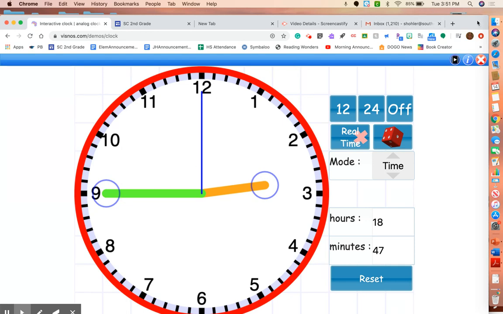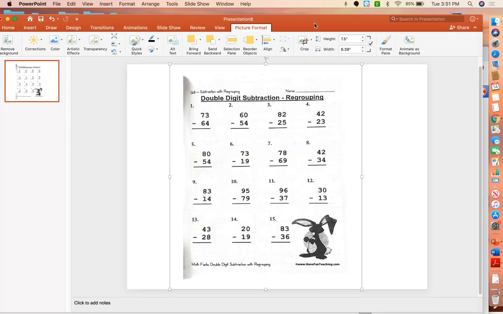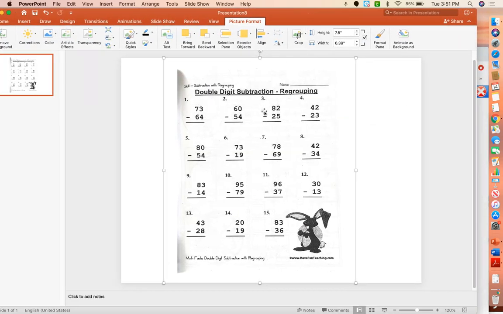So let's take a look at this next page, which is a page in your packet. And all of you have learned how to do double digit subtraction.